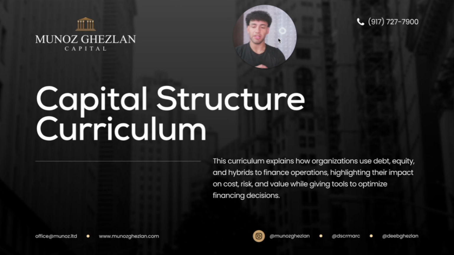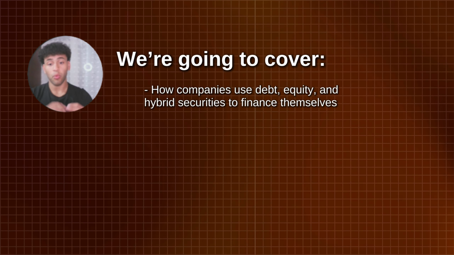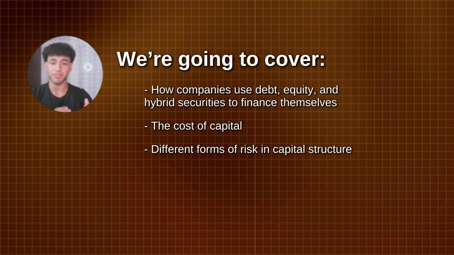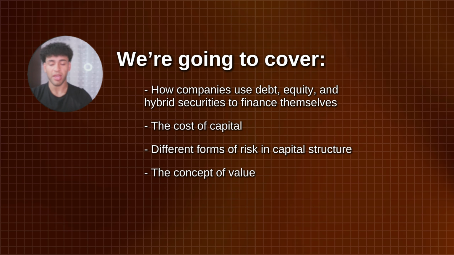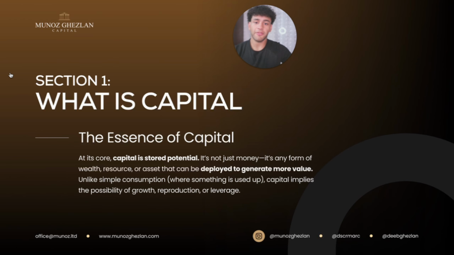But this next curriculum is really going to tie everything together, and I think it's going to be the most important for you guys. This one is basically going to talk about how companies use debt and equity or hybrid securities to finance themselves. And we're going to talk about the cost of capital, we're going to talk about different forms of risk in capital structure, and we're going to talk about value, and we're going to talk about tools to optimize financing decisions. So I thought about for a long time how I could start a conversation and frame it properly if we're going to talk about capital structure, because it is a little bit of an advanced topic.